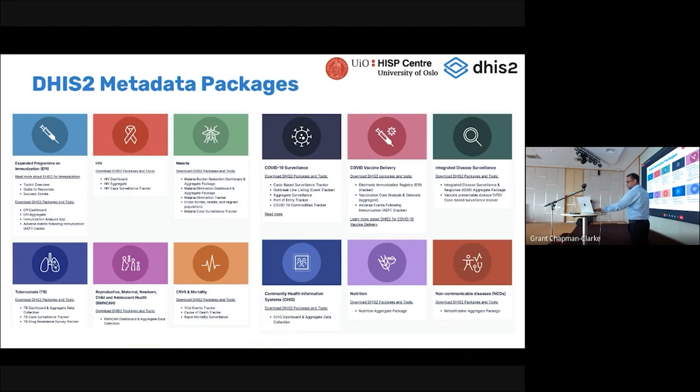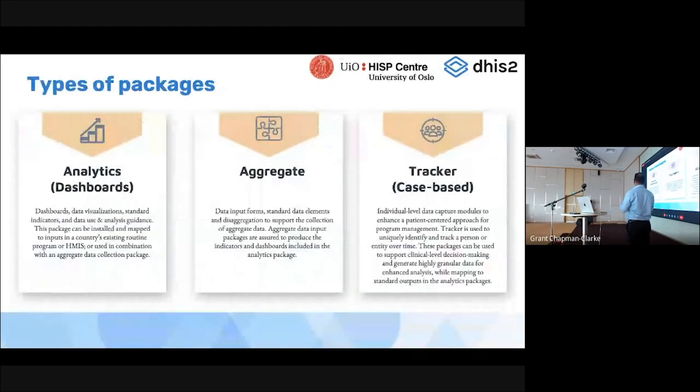In the metadata package for all these things, we have three types. One is for analytics. It's not only about data entry. It's more about how best we can analyze this data and use this data for our own needs. So that was also focused on. And then we focus on two things. One is aggregate data, where they can collect the aggregate data, especially for TB, it's usually quarterly data, which has been collected across all the places.